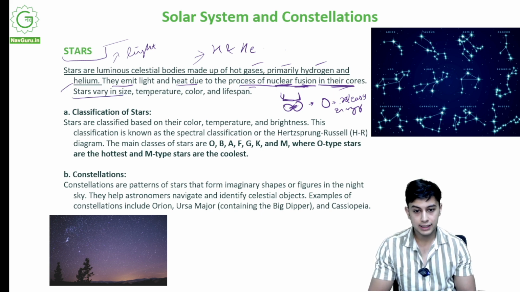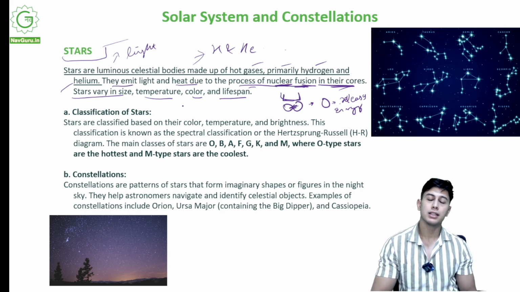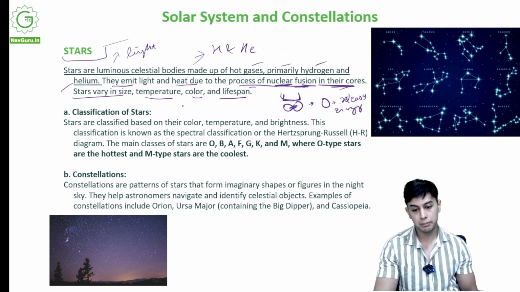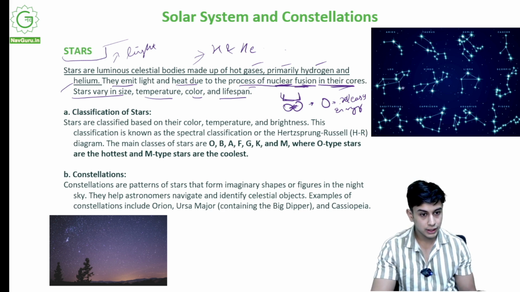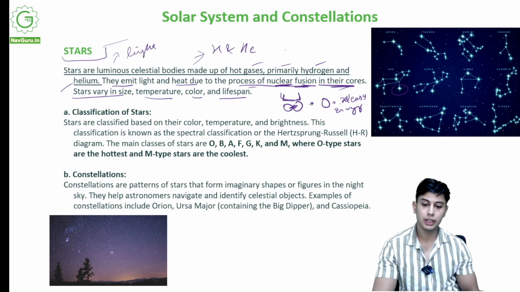Stars vary in size, temperature, color and lifespan. The sun is also a star. Now imagine there are so many stars like the sun out there. These are still millions of miles apart from each other, yet we can see so many in the sky, emitting light.